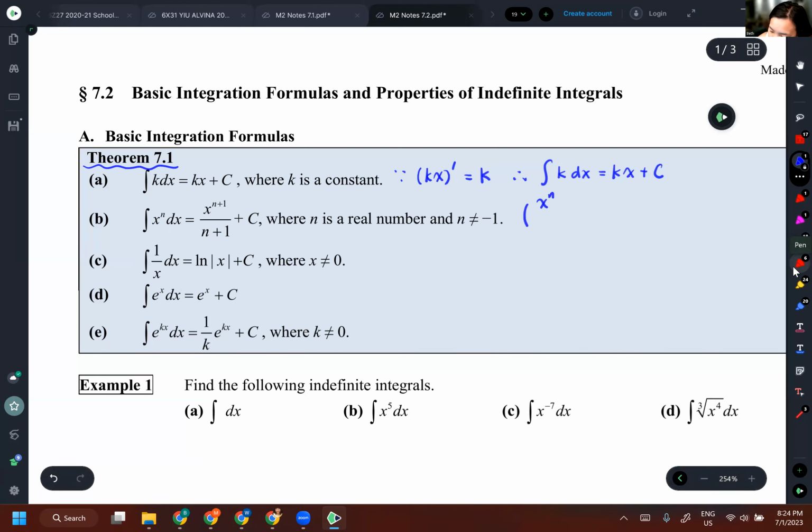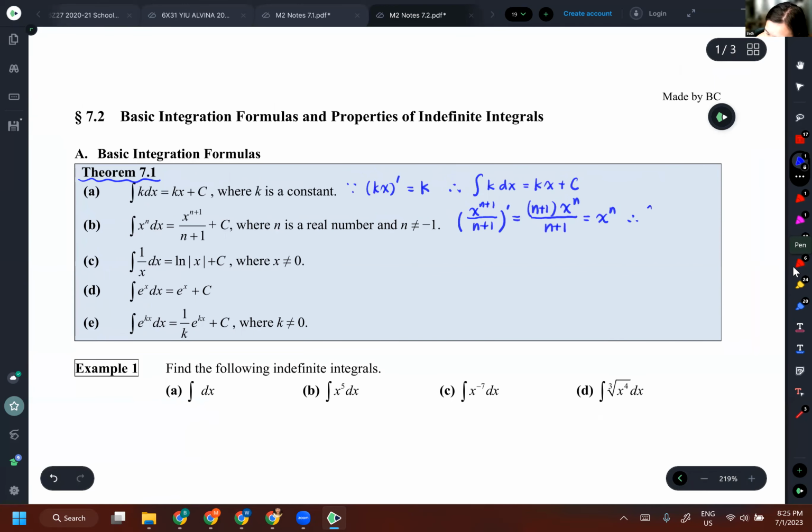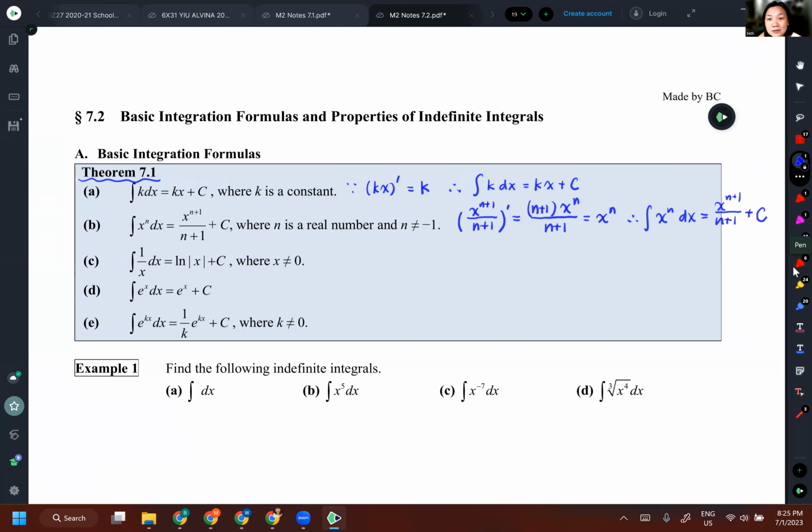Now, for the second one, why is this correct? Because x^(m+1)/(m+1), differentiated, is x^m. The differentiation is correct, so backwards, it's correct. To integrate x^m dx, that is equal to x^(m+1)/(m+1) plus c. Now here, m must be a constant, okay?